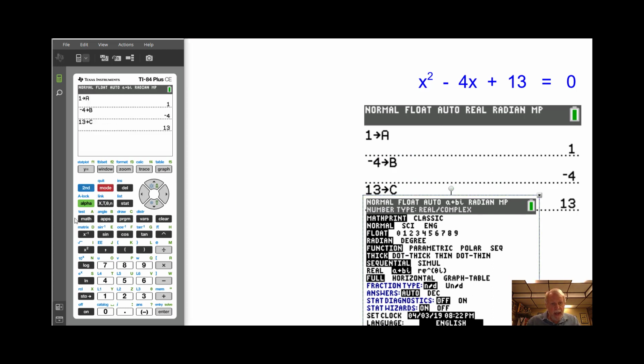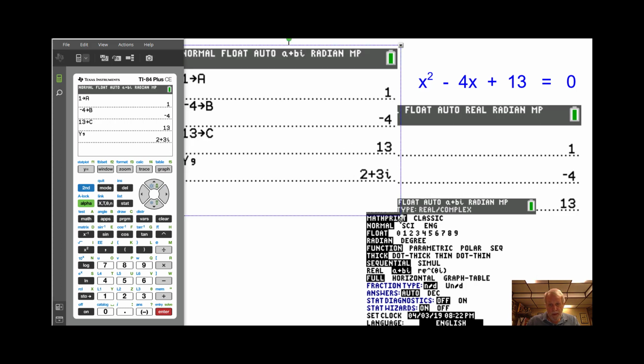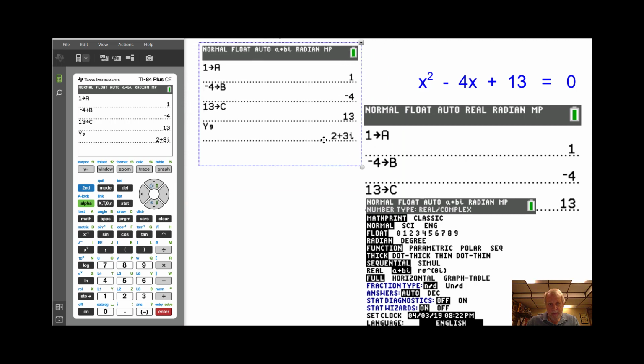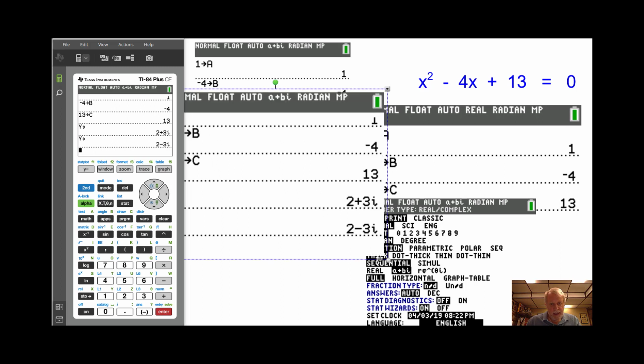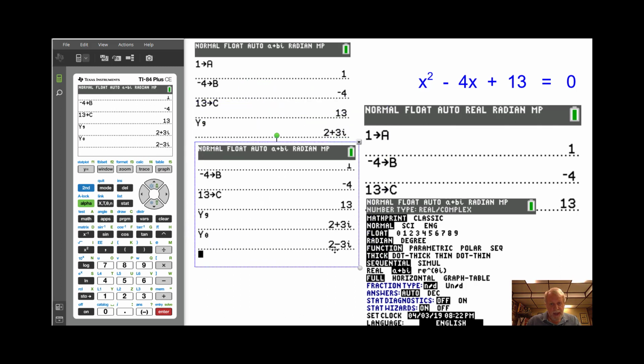And now when I press alpha trace to get the y variables, y9, I'm getting 2 plus 3i for one of the solutions. And I think you can pretty much guess what y0 is going to be, but let's go ahead and find it anyway. Alpha trace, y0, enter, and yep, you're right, complex conjugate is what we got, 2 minus 3i.